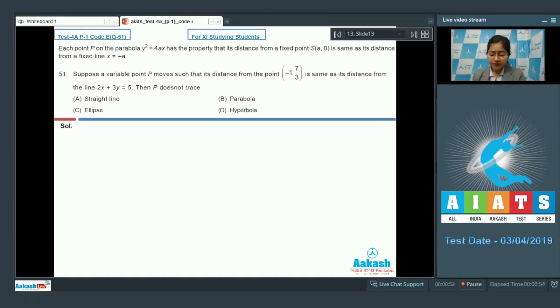Now most of the students must have attempted this question wrong, right? The important crux of this question was that the point that has been given, that is (minus 1, 7 by 3), is lying itself on the line. It is satisfying the line. Let us say this is the line L1, that is 2x plus 3y equal to 5. Let us say this point is A, so the point is lying on the line itself, that is A is (minus 1, 7 by 3).